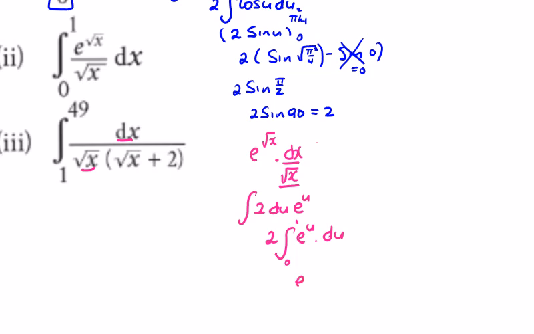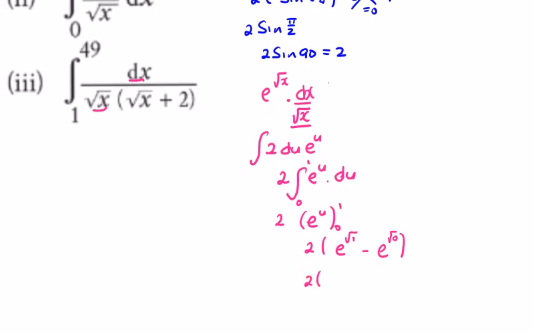So e to the power of u becomes e to the power of u when we integrate it, between 1 and 0 times 2, so twice e to the power of u, which is root x, so that will be the square root of 1 minus e to the power of the square root of 0, which is 0. So we have e to the power of 1 minus e to the power of 0, and e to the power of 0 is equal to 1. So we get 2e minus 2 for this one.